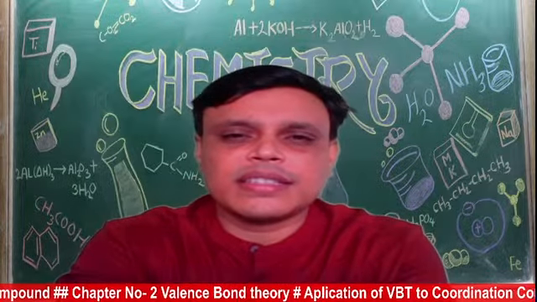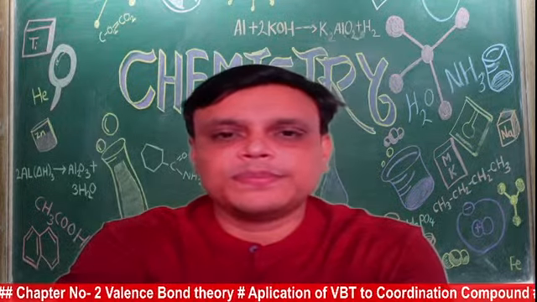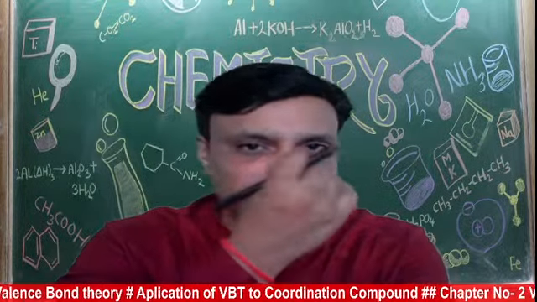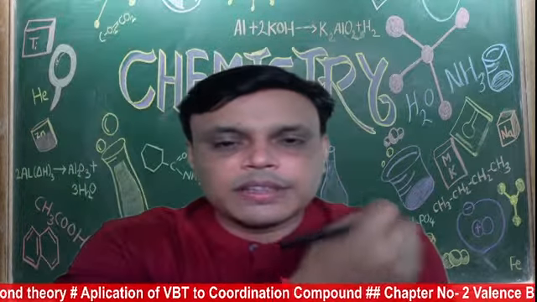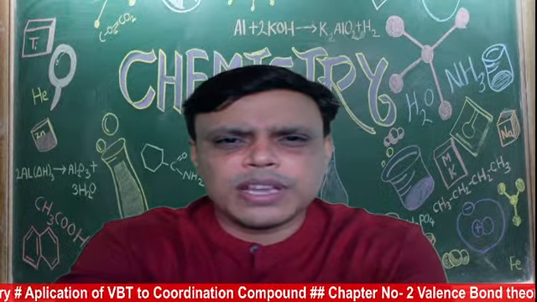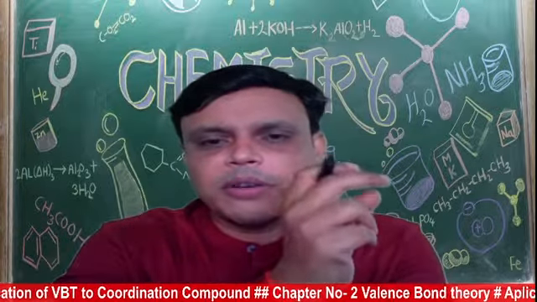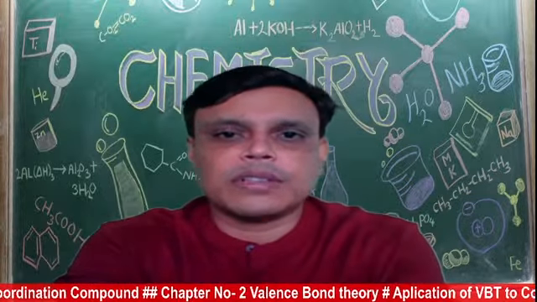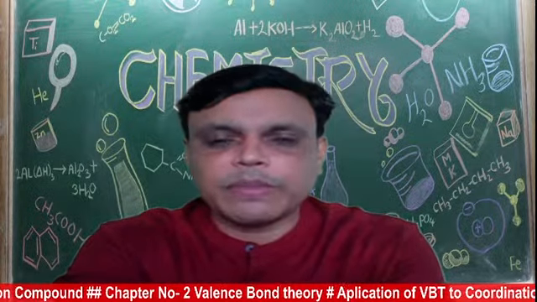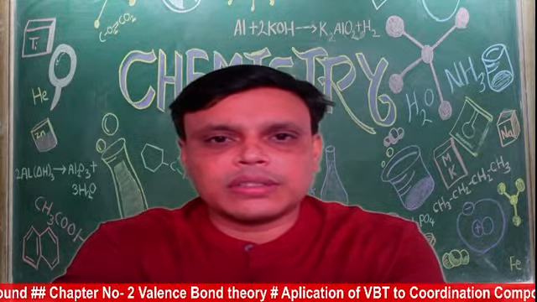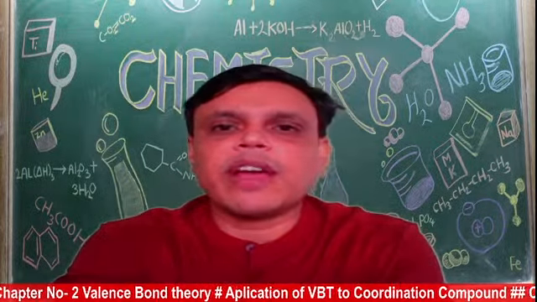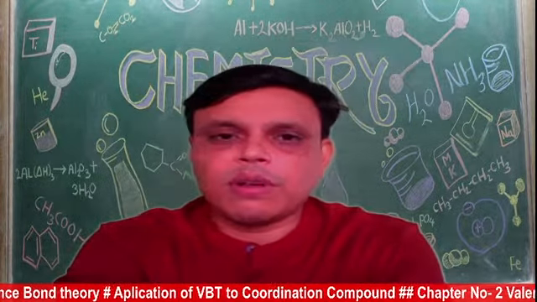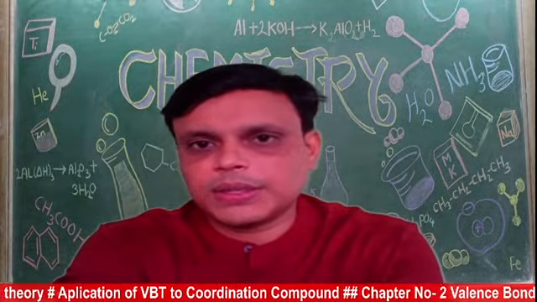So just quickly, we will have a look over the assumptions of valence bond theory. Let us see the assumptions of valence bond theory once again. The first assumption is that the metal should have vacant or empty orbitals equal to its coordination number. Whatever the coordination number of that metal in that compound, the metal should have vacant orbitals equal to it. This is the first assumption. The metal can use these vacant orbitals to form a sigma bond with ligand orbitals.